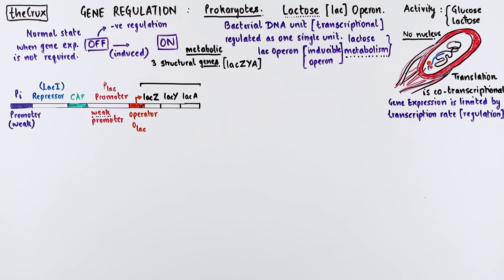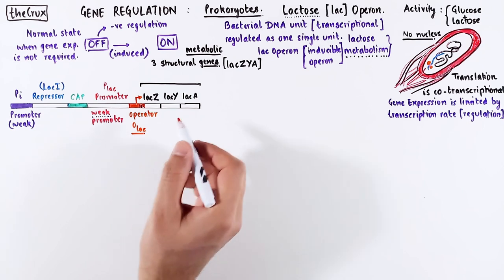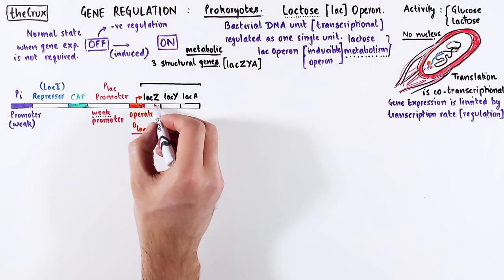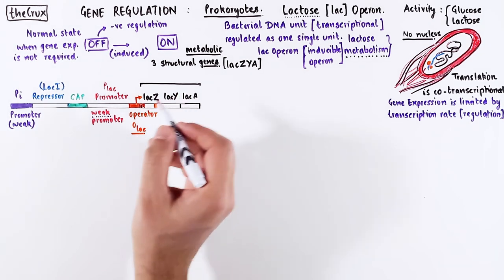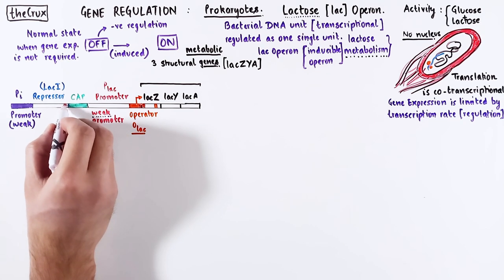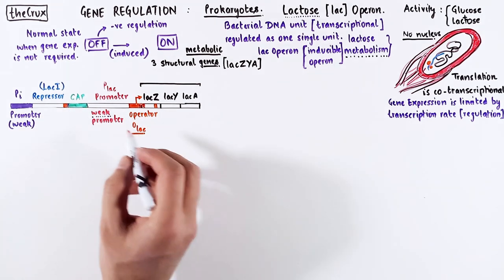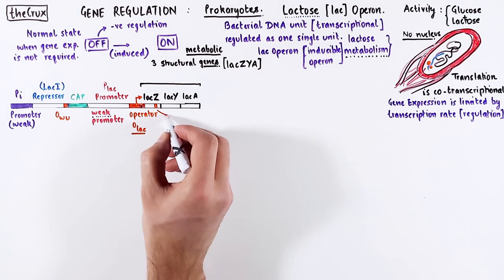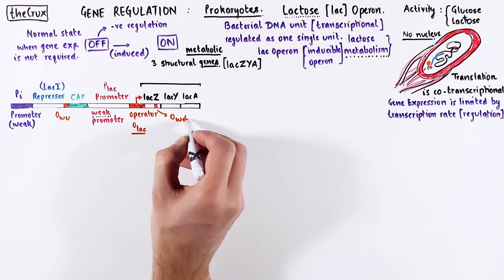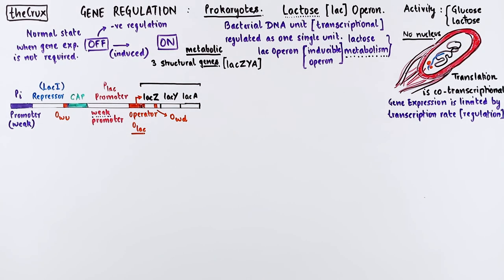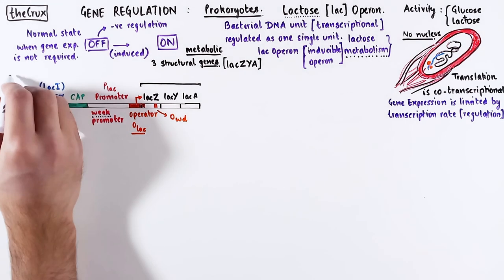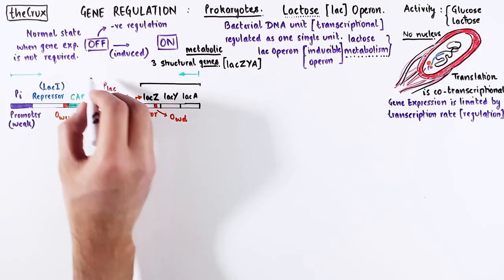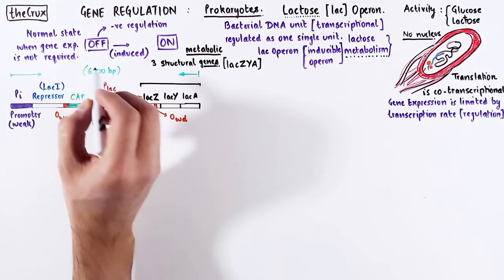Alright, one subtle thing here is that OLAC is the major operator sequence, but there are two more operator sequences which are weak because they deviate a bit from the consensus. The one upstream is present at the end of the LacI, and we will call it OWU for operator weak upstream. And the one downstream is present in the LacZ, and we will call it OWD for operator weak downstream. And if you're interested, the length of this entire section of the DNA is around 6,000 base pairs.